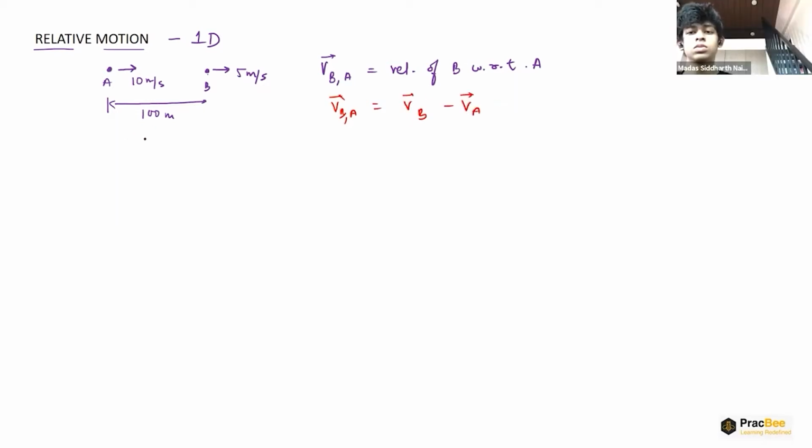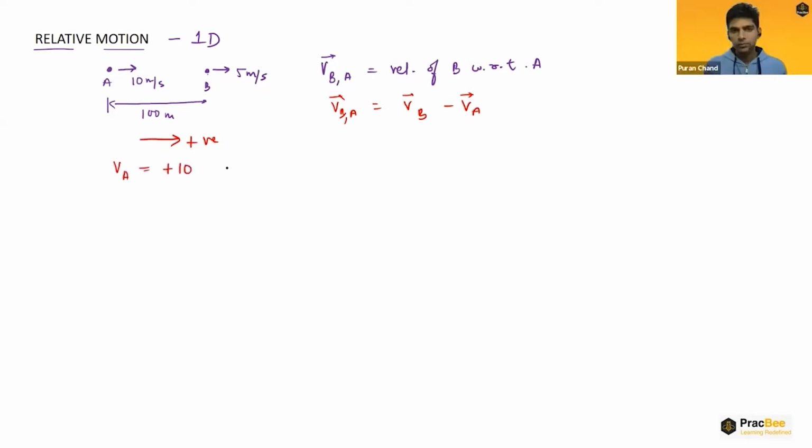And what is VB? Whenever we have velocities and we are talking about one dimension, always take one direction as positive, another as negative, right? So your VA will be plus 10, VB will be plus 5. Both are in the same direction. So the velocity of B with respect to A will be 5 minus 10, which is minus 5 meter per second. Now, the velocity of B with respect to A comes out to be negative. It tells you that with respect to A, B is coming towards A, right?